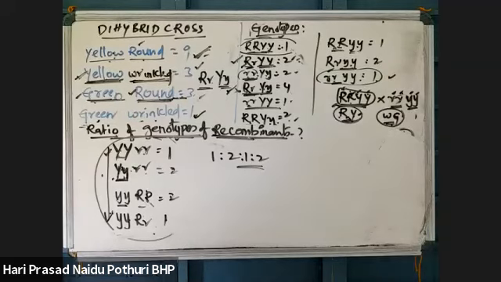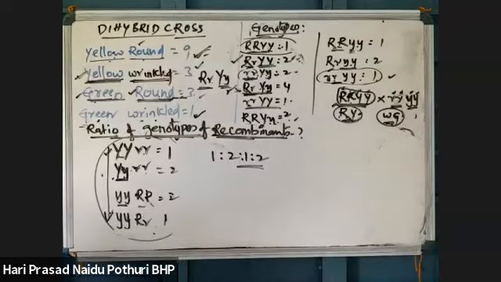Okay, like that we can calculate different numerical questions related to the dihybrid cross. On the dihybrid cross, there are many possibilities of these numerical questions. Monohybrid cross numerical questions are fewer, but for a dihybrid cross there are more chances of many numerical questions. Understand?